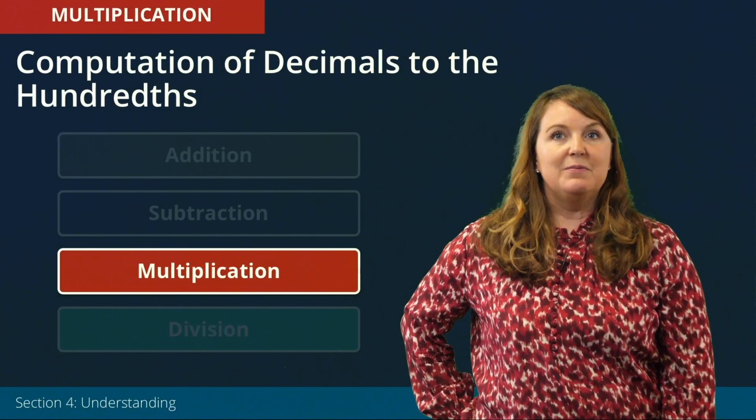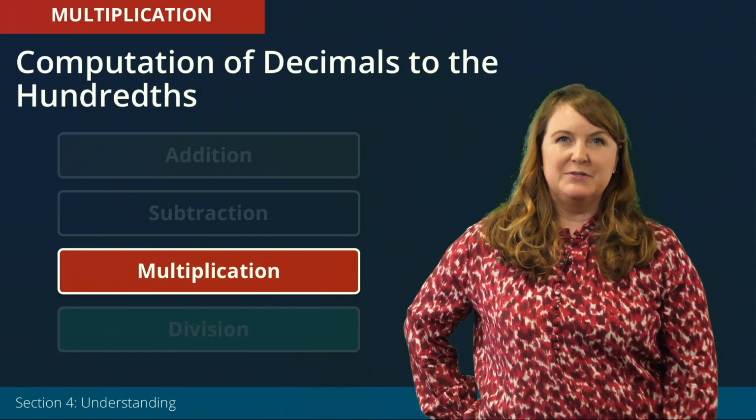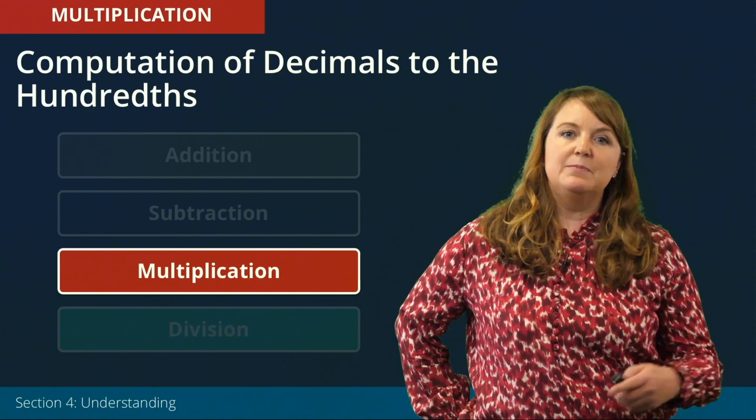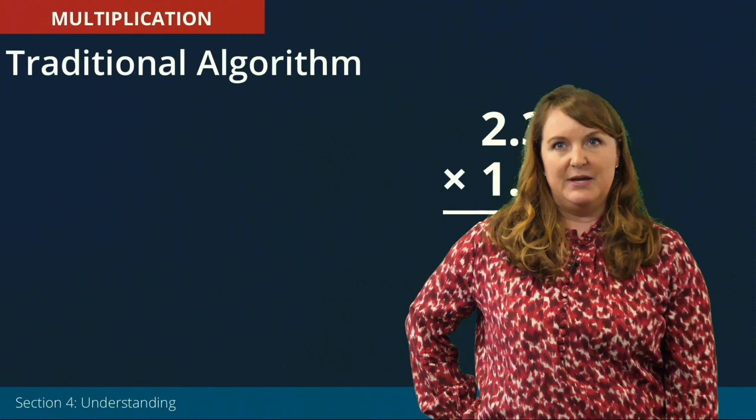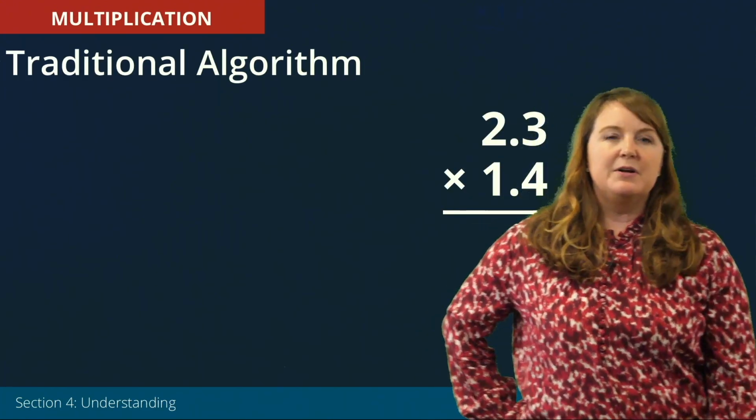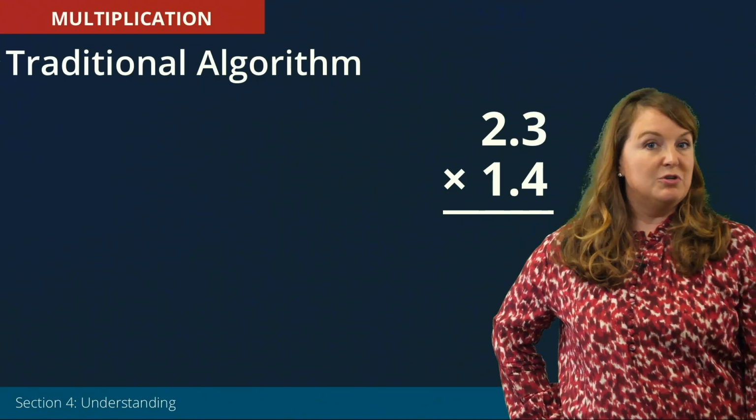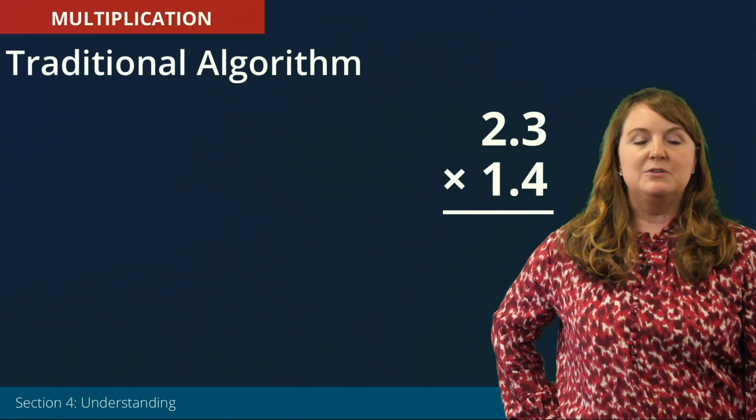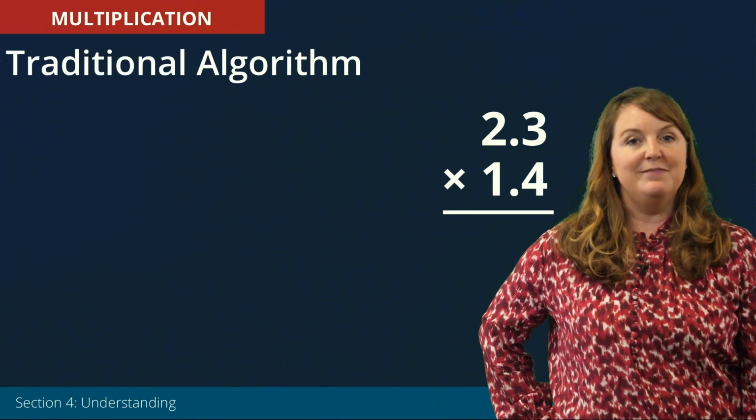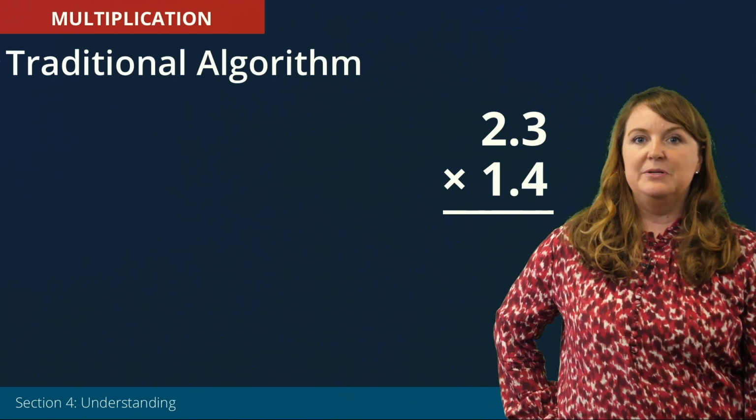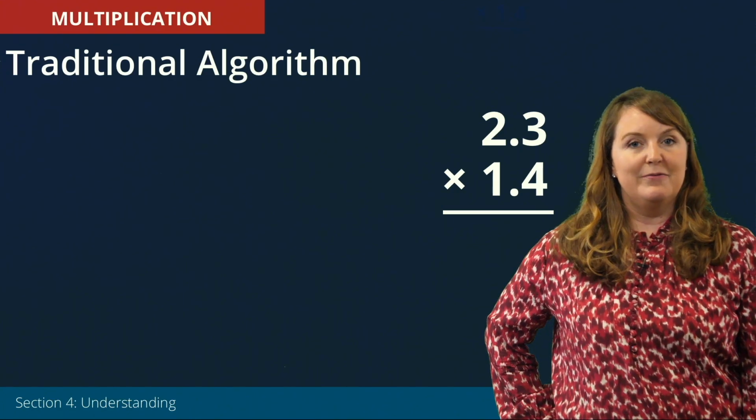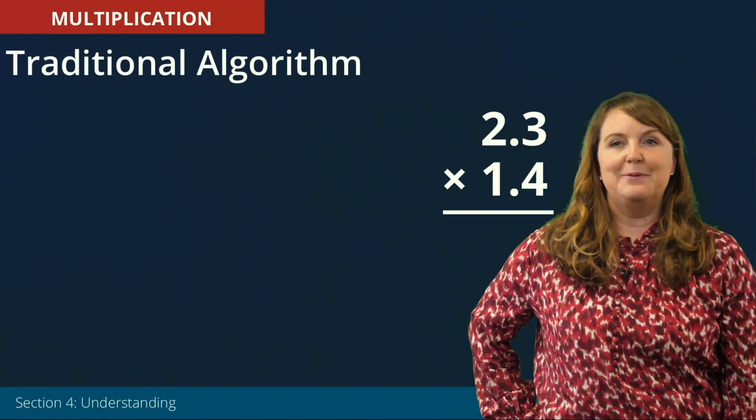So let's get started with thinking about multiplication of decimals, and here we're going to multiply numbers up to the hundredths place. The first thing we are going to think about is how we could use the traditional algorithm to help students understand multiplication of these decimals right here, 2 3/10 times 1 4/10. Let's go ahead and get started.